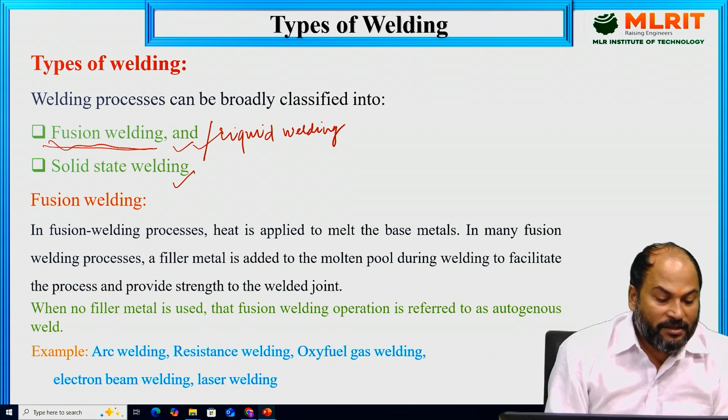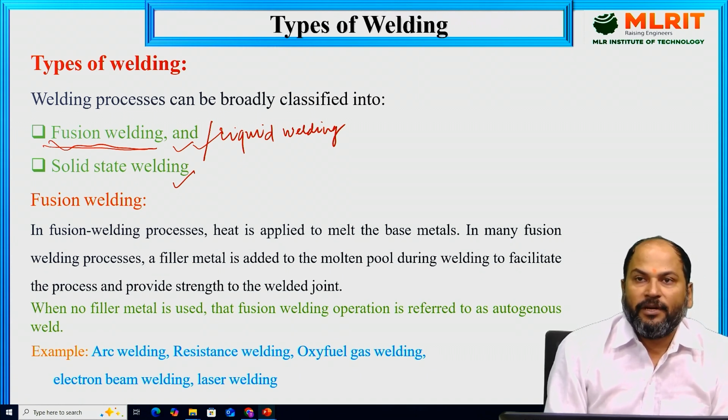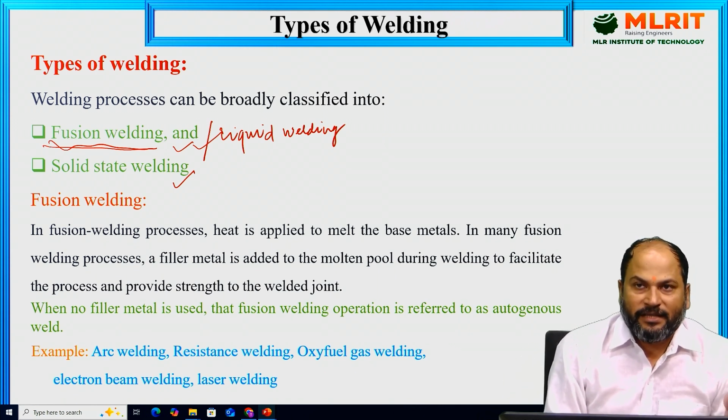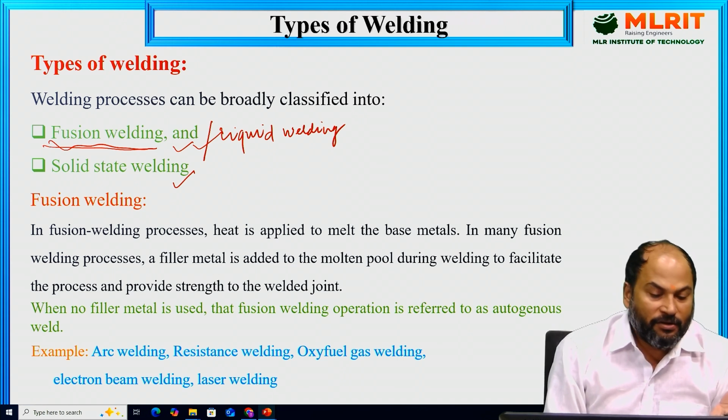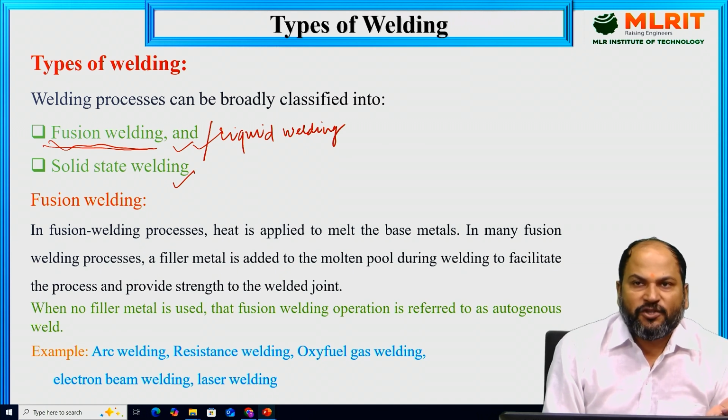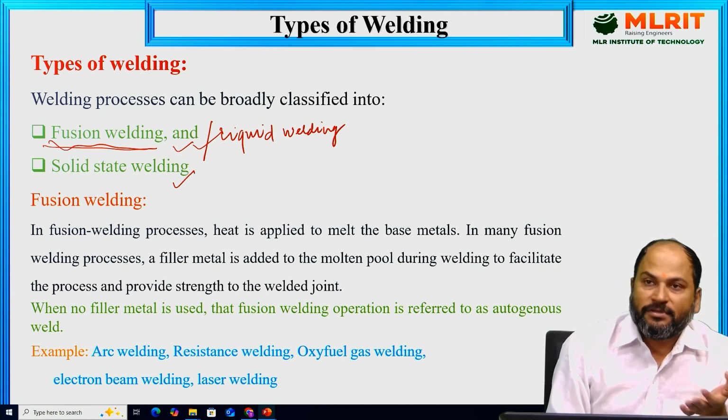And the second one is solid state welding. There the material will not be melted, it will be in its plastic state. Temperature will be very high, beyond the recrystallization temperature, but it will not be in the molten phase, means it will not be in liquid state. That's why it is known as solid state. Many examples are there, like explosive welding, roll bonding, friction welding, friction stir welding. All these welding processes come under this category.